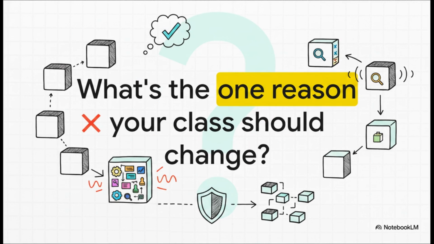So I'll leave you with this challenge. Go look at some of your own code. Pick a class, any class, and ask yourself this simple question. What is the one reason this class should change? If you can't come up with a single clear answer, well, it might be time for a little refactoring. Getting this right is the first huge step toward building software that's robust, maintainable, and honestly just a pleasure to work with.